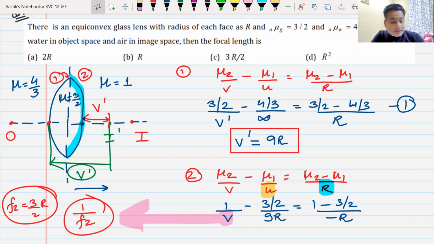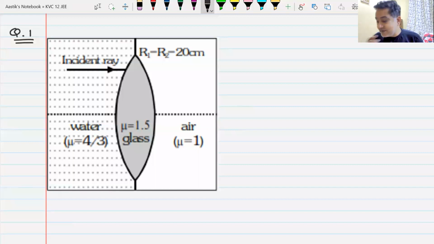As I said, I'll give you one problem that you are supposed to do for this one. This is the problem that I have got for you. This depends on what you have done in the previous class, and I hope you have studied it. You have to find the focal length of this lens. As you can see, it is an equiconvex lens. The radius of curvature of both the surfaces is 20 centimeters.